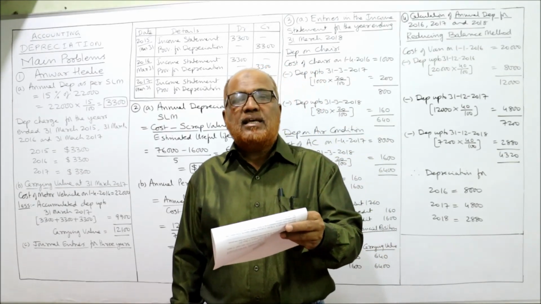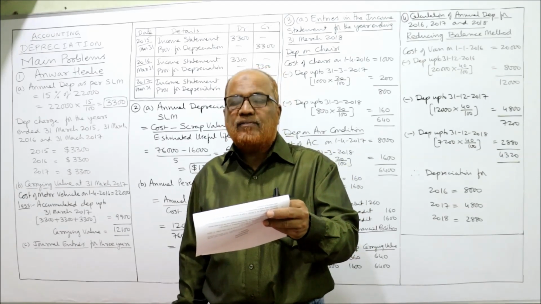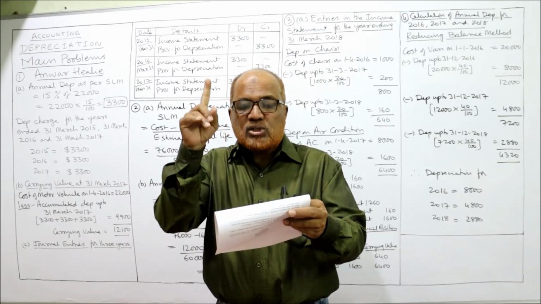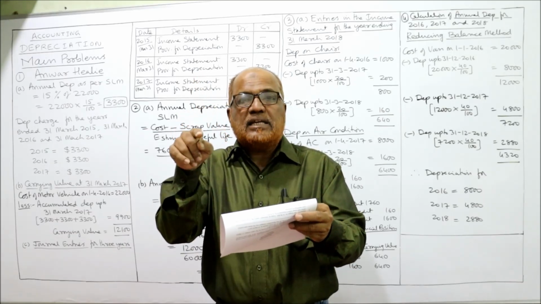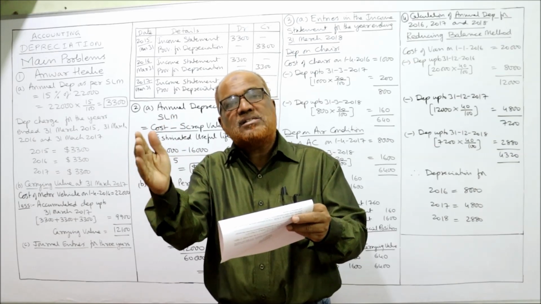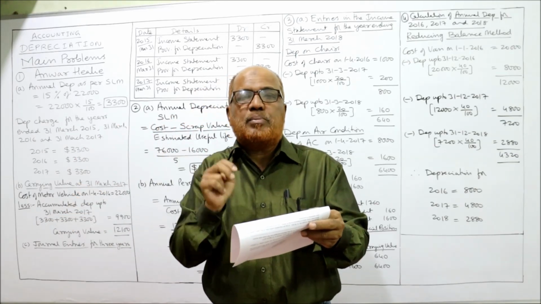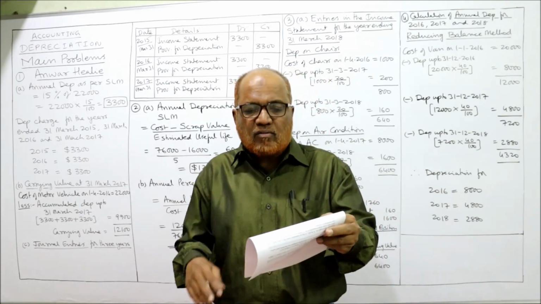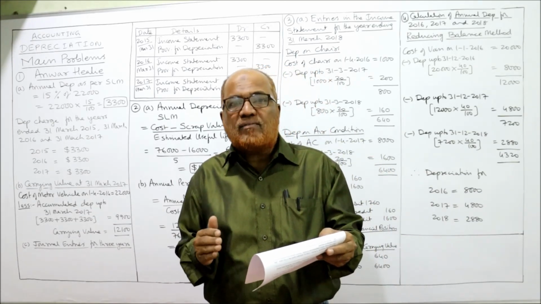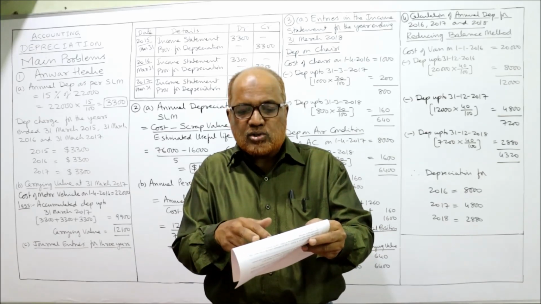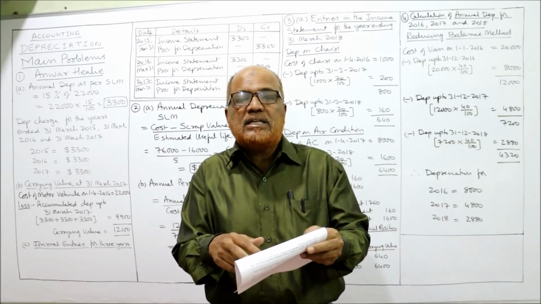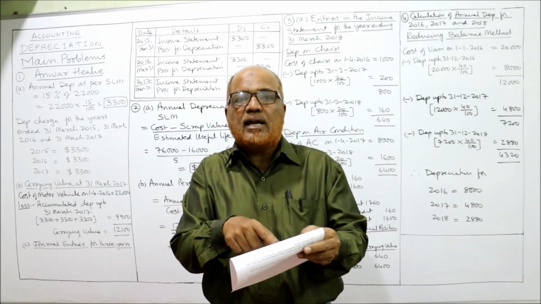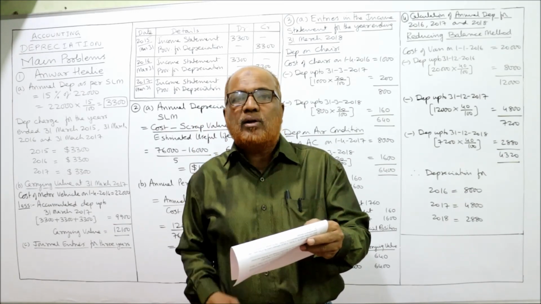Calculate the entries in the income statement for the year ended 31st March 2018. See here, the chair was purchased on 1st April 2016, so 16 to 17, 17 to 18. 2 years' depreciation we have to provide on chairs. The air conditioner was purchased on 1st April 2017 and we are closing the accounts on 31st March 2018. So 1 year's depreciation we provide on the air conditioner, and 2 years' depreciation on chairs.